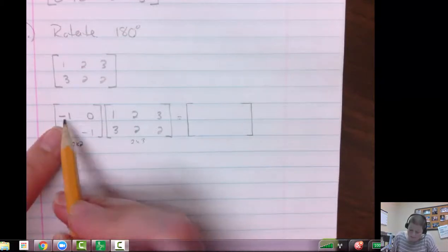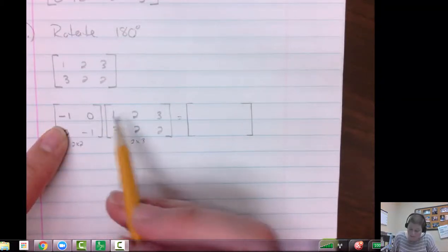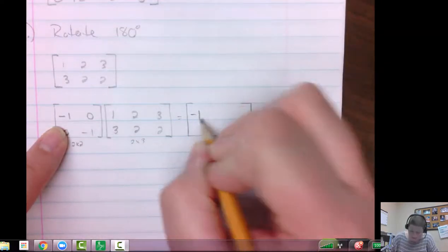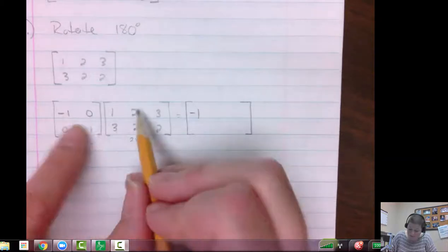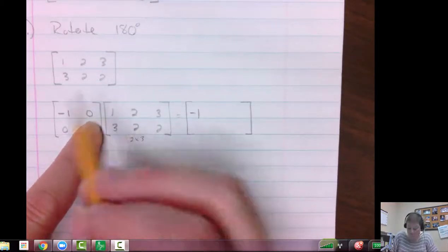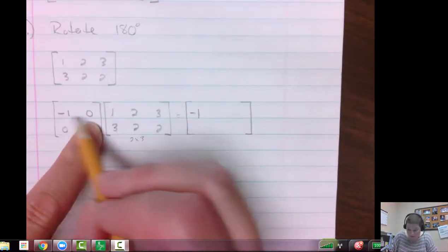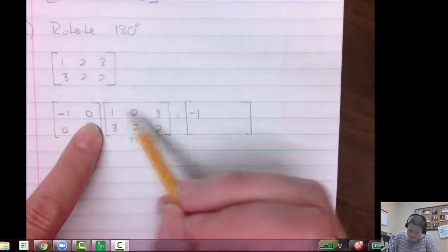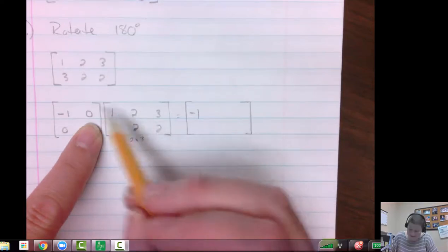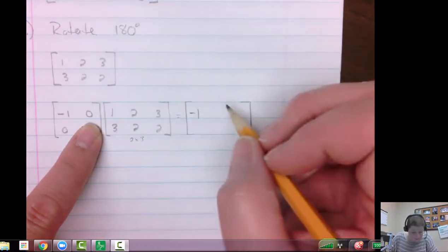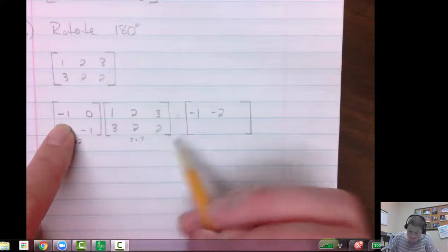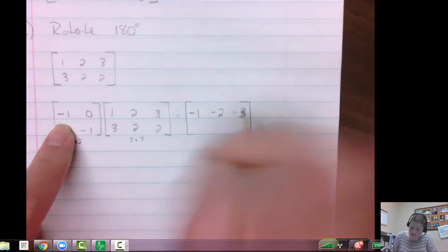So we're going to take -1 times 1, which is -1. 0 times anything is 0, and add them together to get -1. Then I take the first row times the next column. I was suddenly confusing myself. -1 times 2 is -2. 0 times anything is 0, so the next one would be -2. -1 times 3 is -3. 0 times anything is 0, so I get -3 for my top ones.